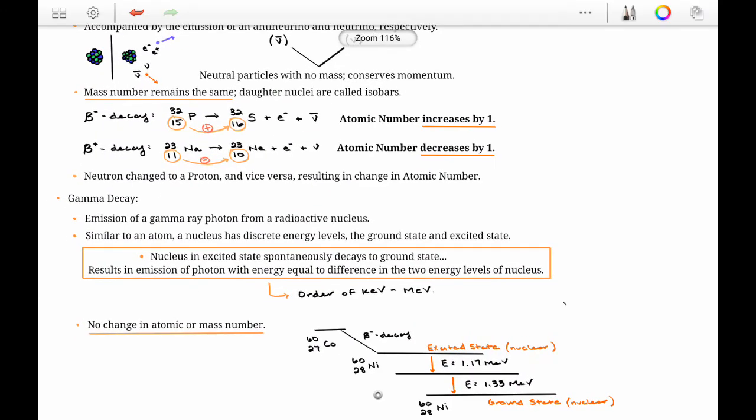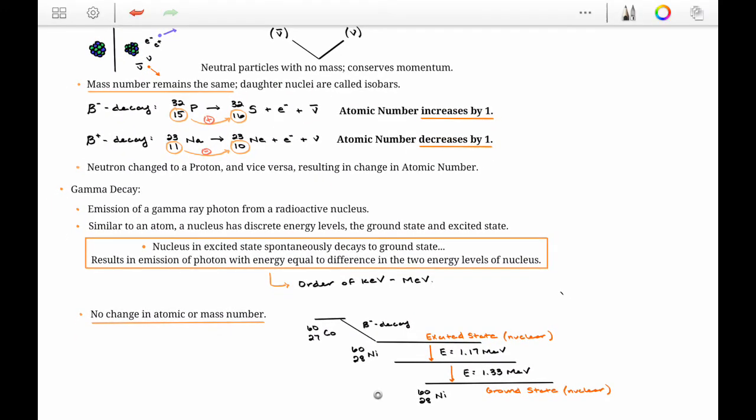And the gamma decay is actually the emission of a gamma ray photon from a radioactive nucleus. Similar to an atom, a nucleus has discrete energy levels, and so this nucleus also has a ground state and an excited state. What's very important for gamma ray decay is summarized in this box, and that says a nucleus in an excited state will spontaneously decay to its ground state, and when it does, it's going to emit a photon with an energy that is equal to the difference in the two energy levels of the nucleus.